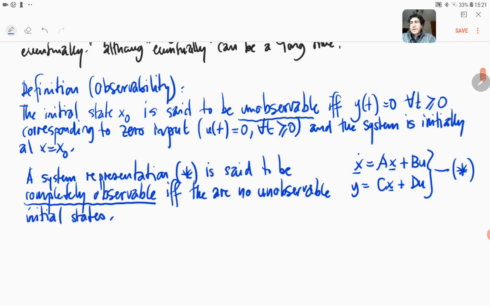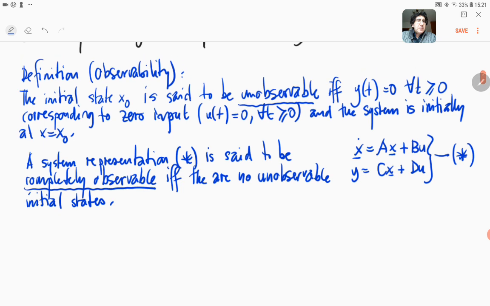So what we want is that any initial state eventually produces a change at the output when there is no non-zero input, basically. Let me rephrase that. Any initial state eventually produces an output with no input on the system. So u of t is equal to 0.